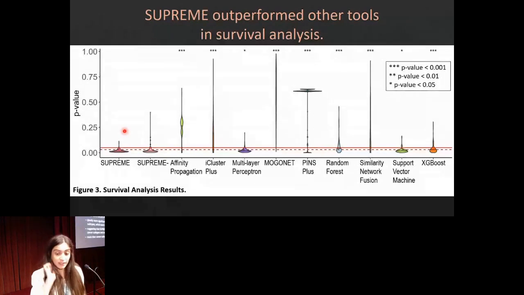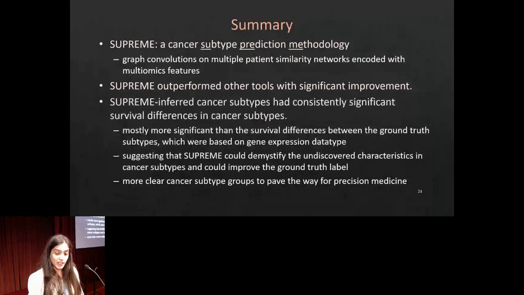So to sum up, we developed this node classification network, which could be applied to any problem. We used the cancer subtype prediction problem. I will just mention that, interestingly, we were better than the gold standard. And this might suggest that our gold standard is just utilizing gene expression. And this might suggest that by utilizing the other data types, Supreme could demystify the undiscovered characteristics in the data and in those cancer subtypes. In that way, we can improve the gold standard labels. And with those clearer cancer subtypes, it will help us pave the way for precision medicine.